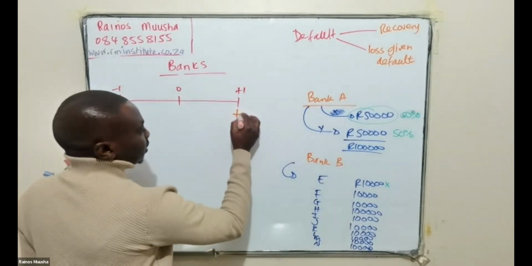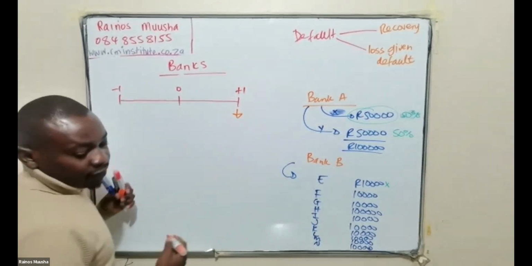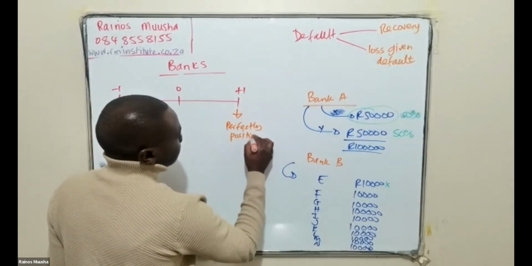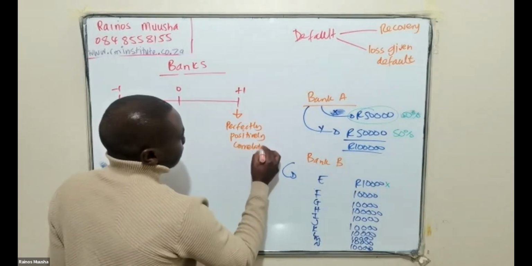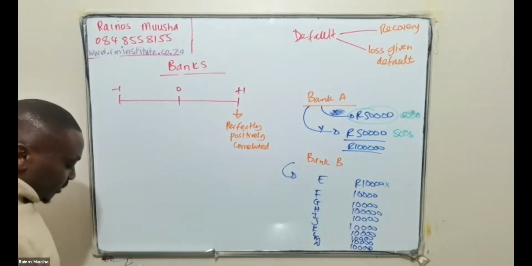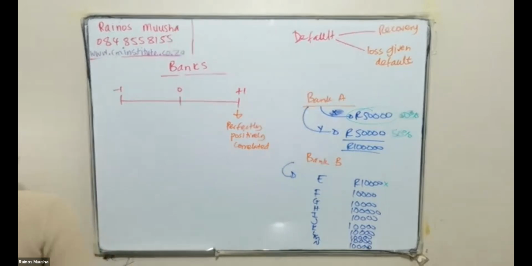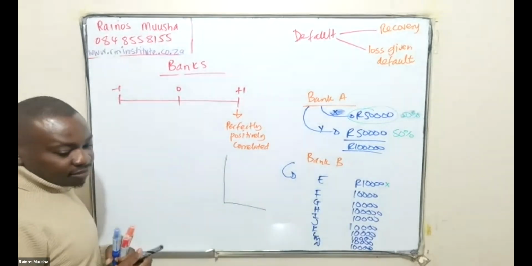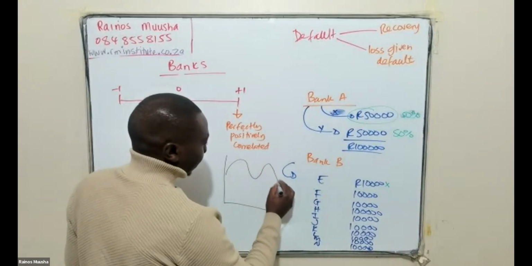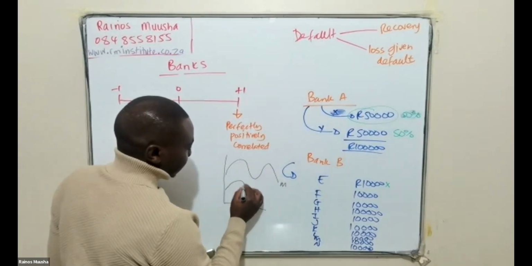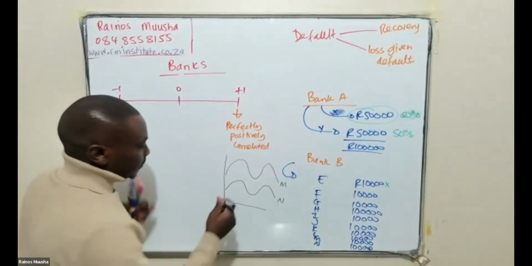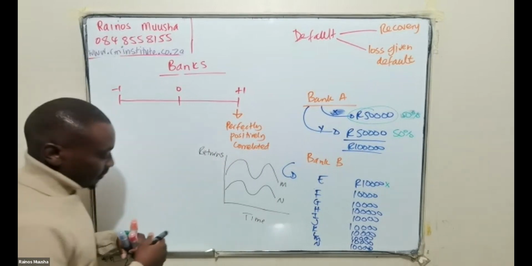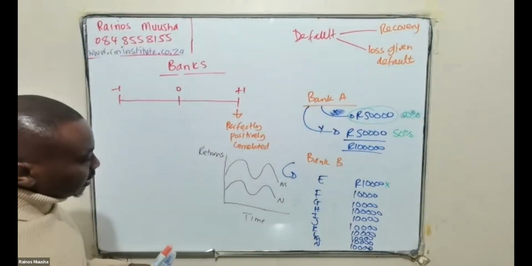When the correlation coefficient is at +1, we say the two variables are perfectly positively correlated. Which means, in simple terms, let's say you look at two investments. Let's say the bank is invested in two investments, investment M and investment N.